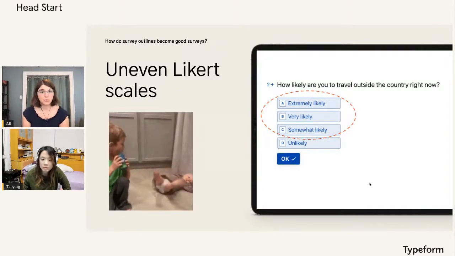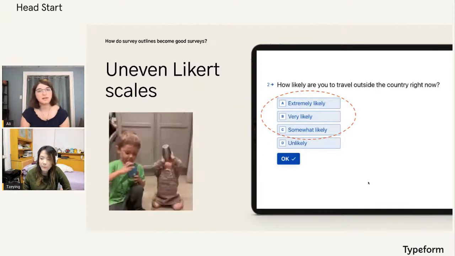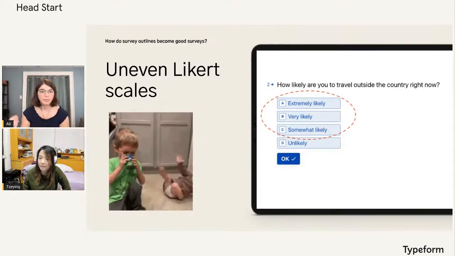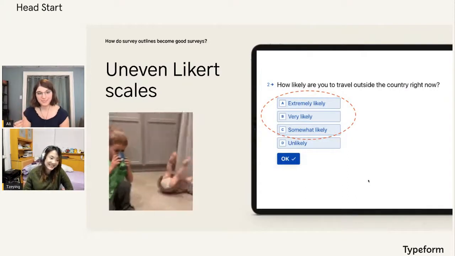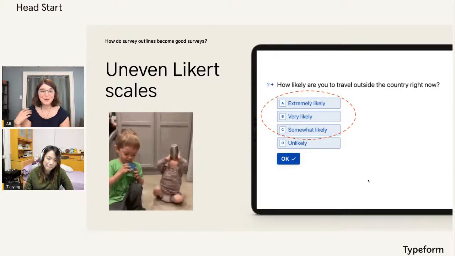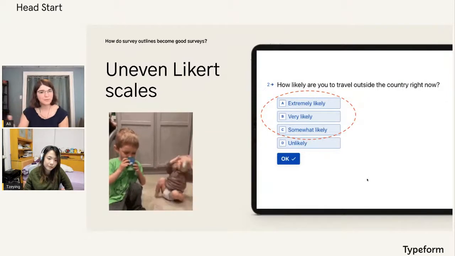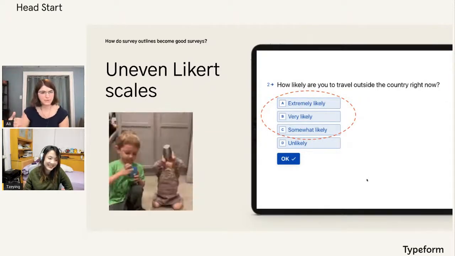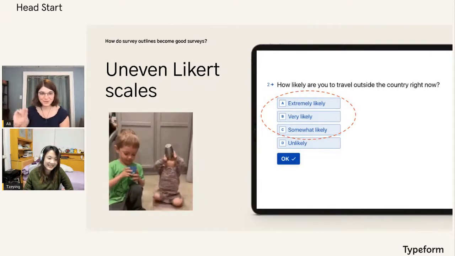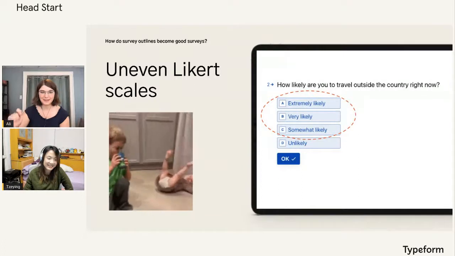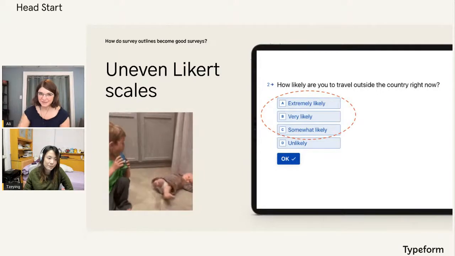However, there are issues with asking uneven Likert scales. You'll see for this one, how likely are you to travel outside the country right now? Our options are extremely likely, very likely, somewhat likely, and unlikely. There are 3 positive options there and 1 negative option. So even here, we're intuitively making the participant think, oh, maybe I am likely. It's on what scale of degree am I likely to do this? And maybe I'm not unlikely. So you're sort of shoehorning people into thinking, okay, let me select likely, and maybe unlikely is not an option you want to select.